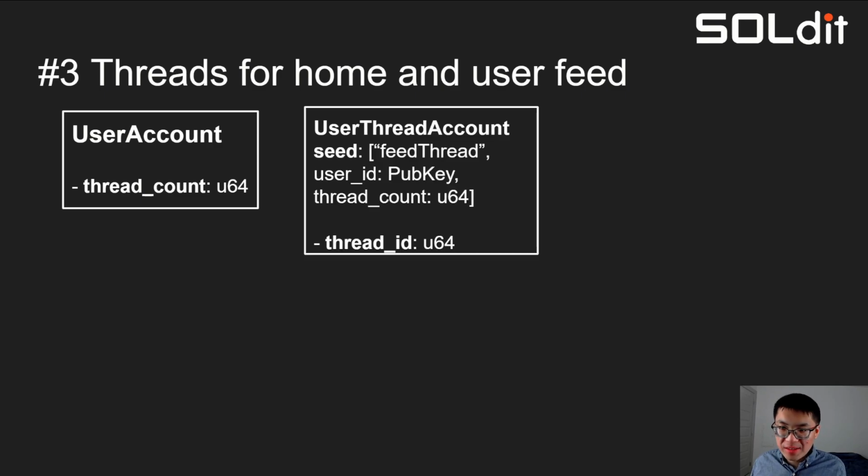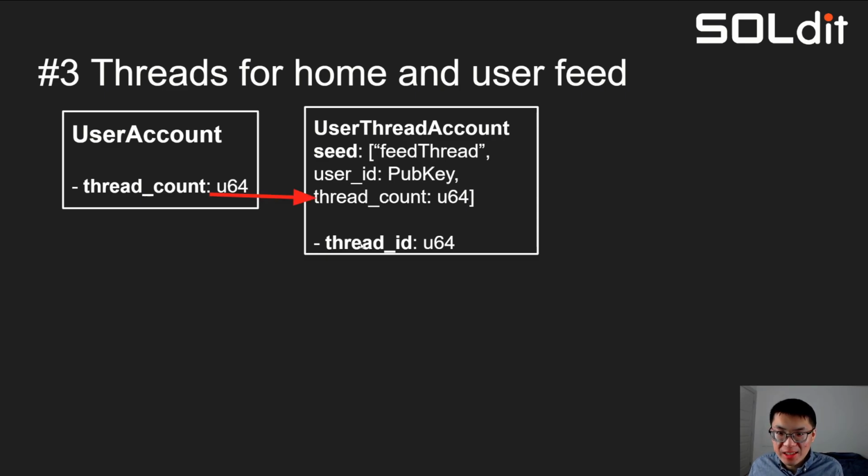We have a user account. We have a new account called the user thread account. And the seed value for it is we have a constant string called feed thread. We have a user ID that's the pub key of the user. And then finally, we have the thread count, which is the same count value that we store on the user account. And for the content, we just associate it with a thread ID.